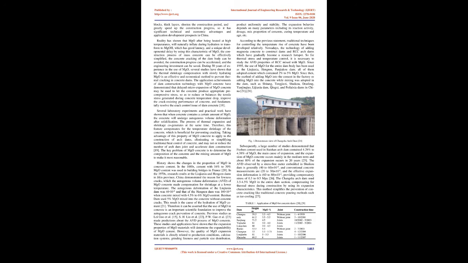19. The key problem of MgO concrete is to determine the composition of the concrete and the mixing amount of MgO to make it most reasonable. History shows the changes in the proportion of MgO in concrete content. In the 1880s, cement with 16% to 30% MgO content was used in building bridges in France.